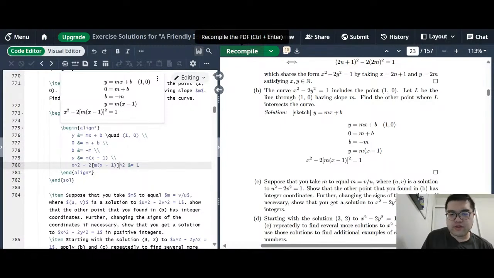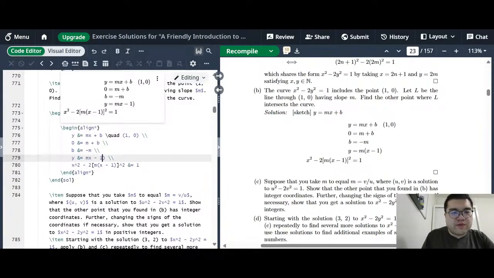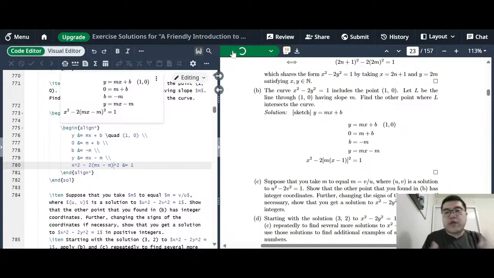X squared minus 2 times the quantity m times another quantity x minus 1. Okay, this entire thing is squared, not including the 2, of course, equals 1. Might as well just multiply that out instead of factoring the m. Let's just leave it like this. So this is what we actually would get.